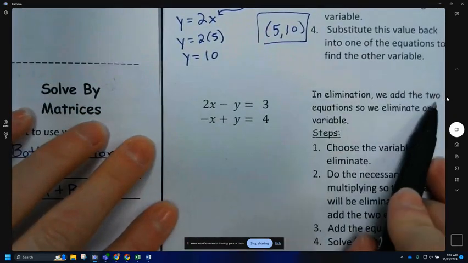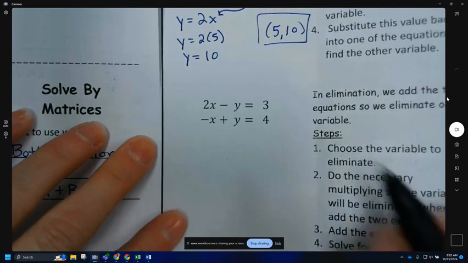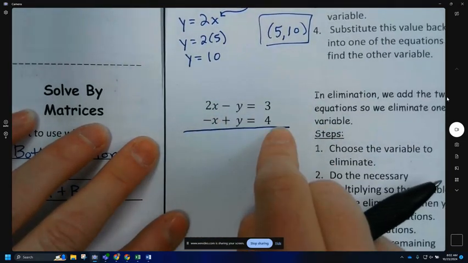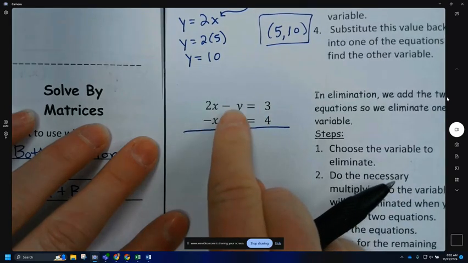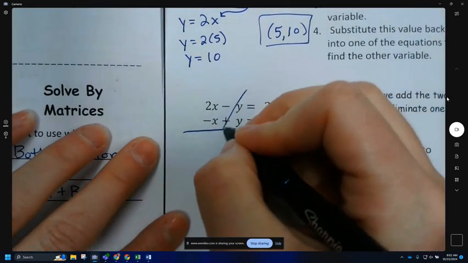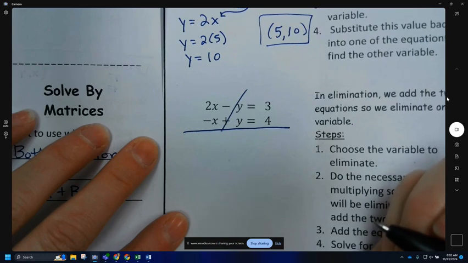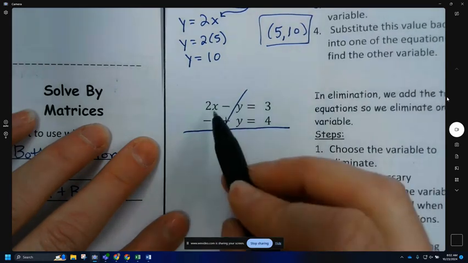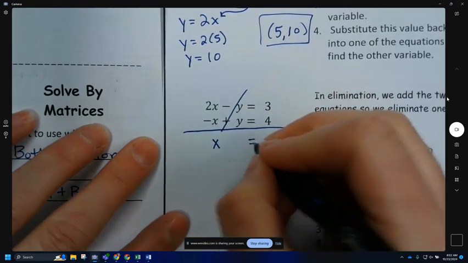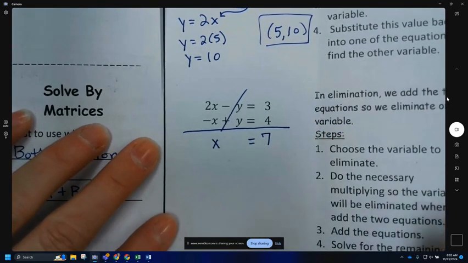Okay, in elimination, we add the two equations as we eliminate one of the variables. So choose the variable to eliminate. What we're going to do is add our columns like this. What I see here on the y's, negative y and positive y, is 0. So y's cancel out, and that's kind of my goal. I want to get one of the variables to cancel out. So 2x minus 1x would be x equals, nothing's on y, 3 plus 4 is 7. So that easily gets me my x.